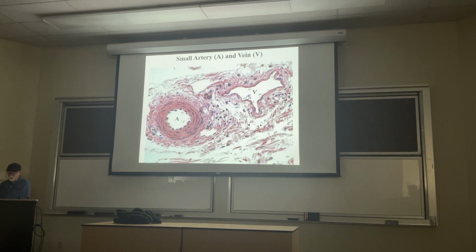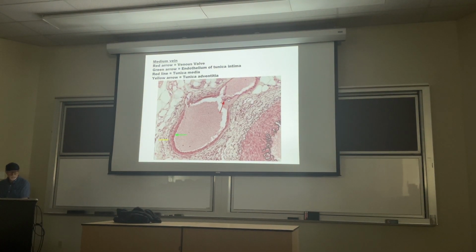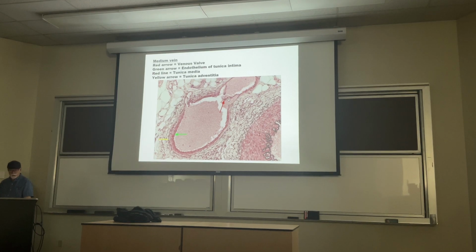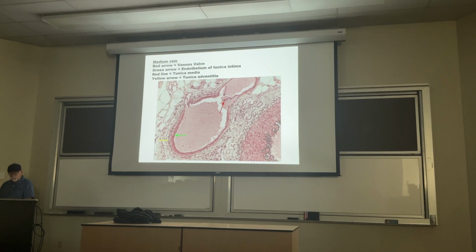This is a small vessel here, probably. Veins in the systemic system have valves so that the blood will only go back towards the heart and not away from the heart. Once in a while we'll catch a valve like right here. They look like a little V.